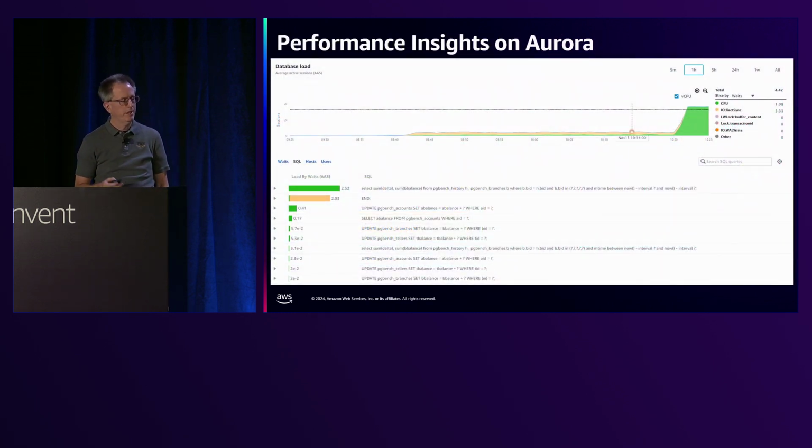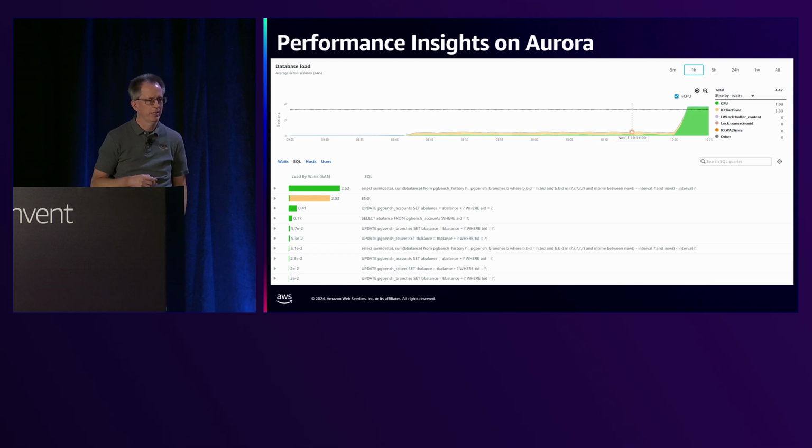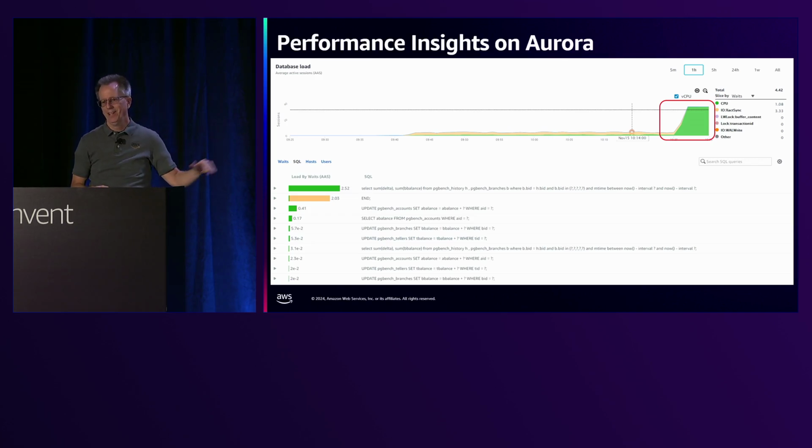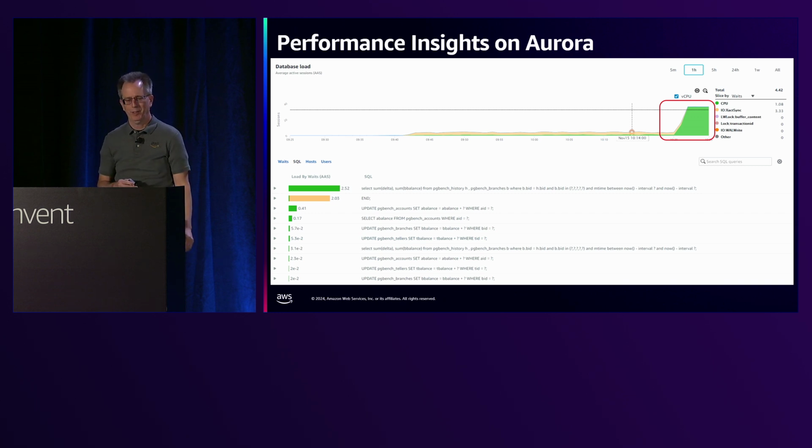Now, another piece of the sort of manageability puzzle is query tuning, making sure your thing is performing well. Performance insights on Aurora, and we have performance insights across RDS and Aurora, but I'm going to show it just for Aurora here, allows you to visualize what's going on with your database and your queries. So the green color is for CPU. So as you can see, at a certain point, my CPU kind of goes crazy, and I actually hit sort of 100% CPU on this, and that's not going to be very good for my application.